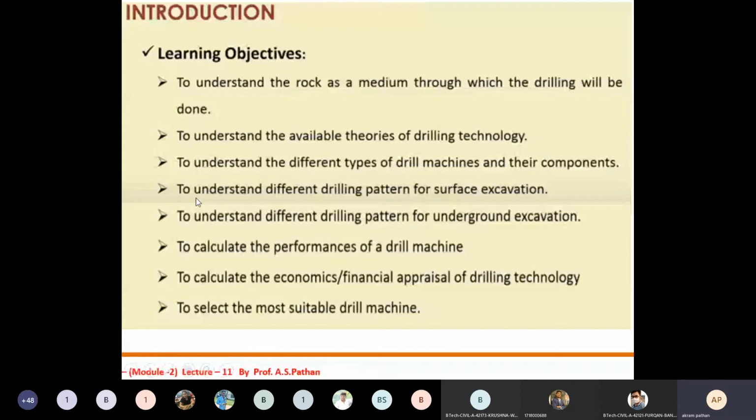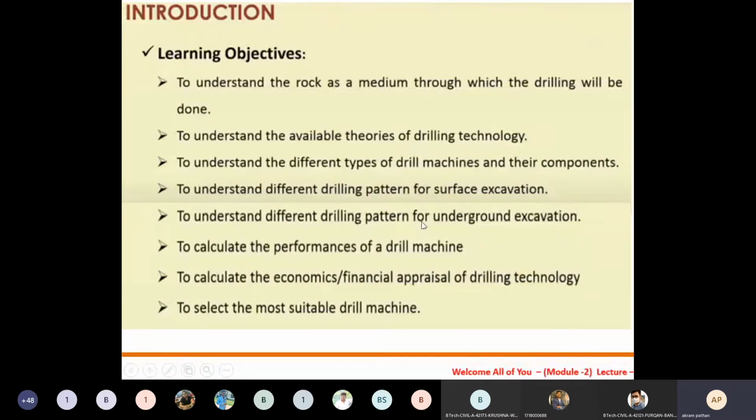Another important learning objective is to understand different drilling patterns for surface excavation, and then to understand different drilling patterns for underground excavation. We require drilling patterns.